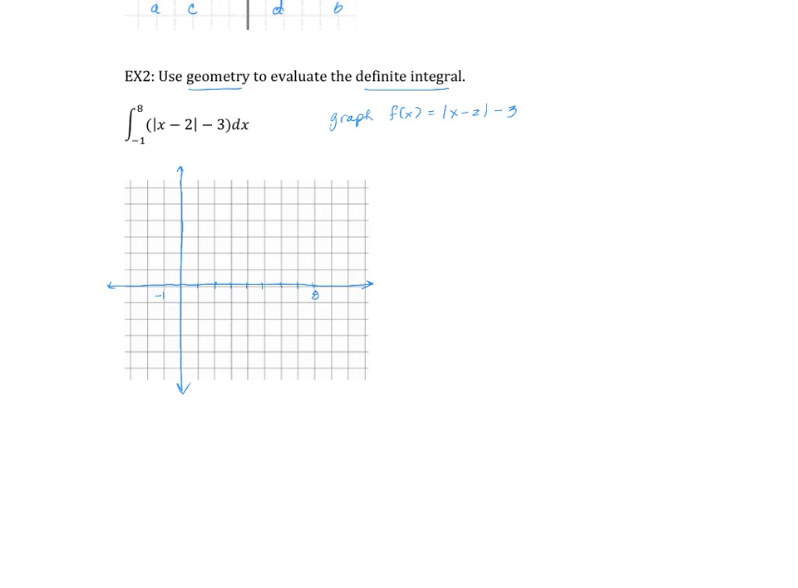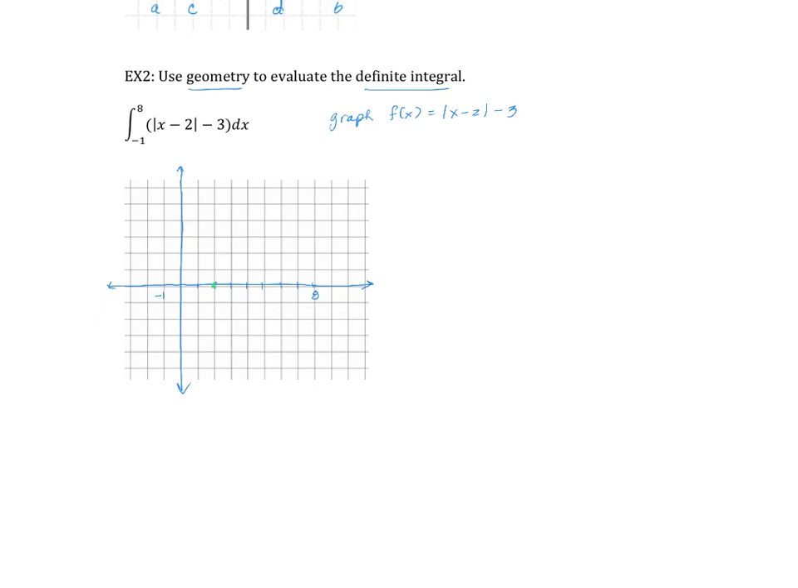So you could plug this in a calculator. You could just remember that the absolute value function is a V, and when x is equal to 2, that's when it's going to be equal to 0. But then it's shifted down 3, so you could do transformations. But what I'm going to do instead is I'm just going to plot some points.